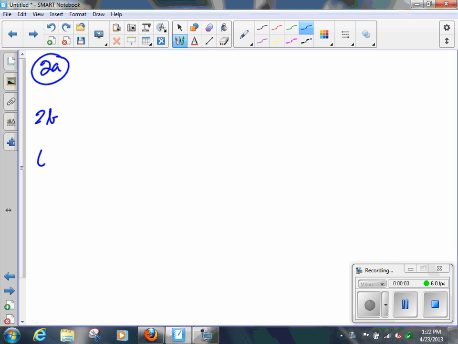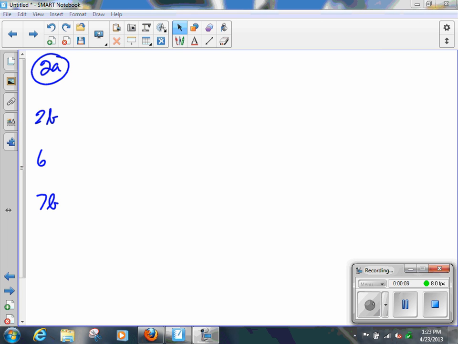2A, 2B, 6. Oh, my Lord, it's so easy. 7B. Think about the terminal point for pi over 3, which is 1/2, root 3 over 2. So you've got your cosine value, you've got your sine value. You multiply it all together. Boom, done. 6 times the cosine value times the sine value. Wasn't that it? 6 cosine sine?